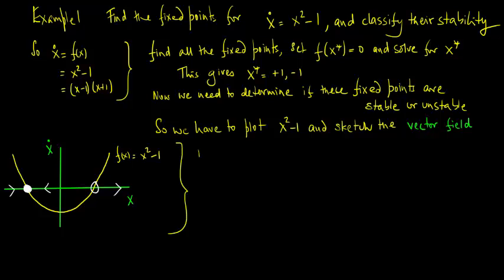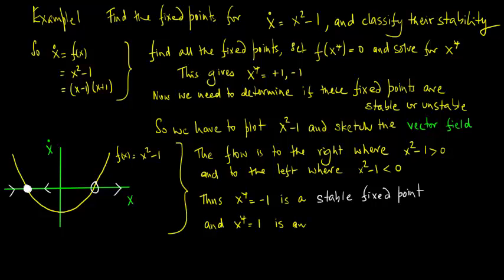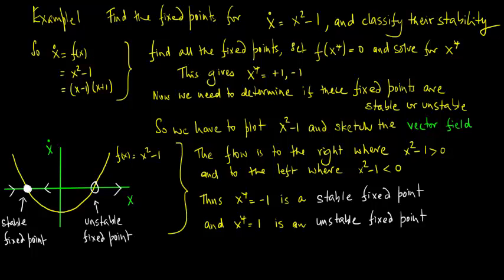The flow is to the right where x squared minus 1 is greater than 0, and to the left where x squared minus 1 is less than 0. Thus x star is equal to minus 1 is a stable fixed point, and x star is equal to 1 is an unstable fixed point. Now we go ahead and highlight the stable fixed point and the unstable fixed point in the diagram.